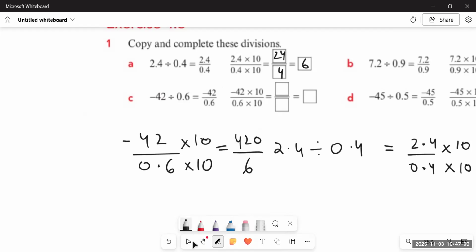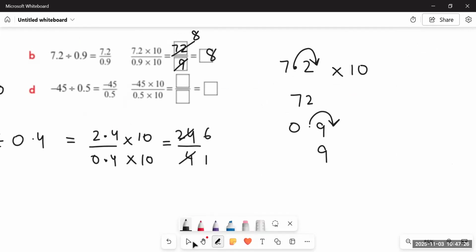420 over 6, and then 6 ones are 6, 6 sevens are 42, here comes 0. So that's 420, and here we have a minus sign as well. So it becomes 420 over 6, and that is 70. The answer would be minus 70. Same thing happens over here, minus 45 over 0.5. Since we have one decimal place in the denominator, we'll multiply both of them by 10. This becomes 450 over 5, and then here comes the minus sign. 5 nines are 45. Here comes 0. The answer would be minus 90.